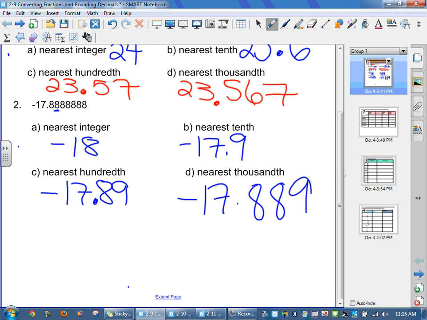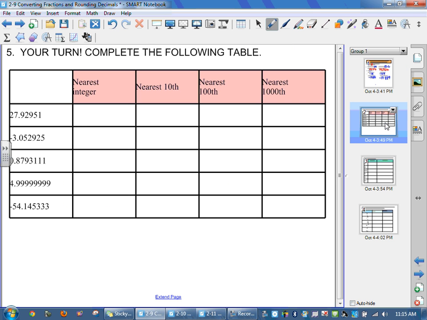Okay, let's check and see how you did on the chart. You had some time to work on the chart. Do you need a couple more minutes to finish the chart? Yeah. Okay.